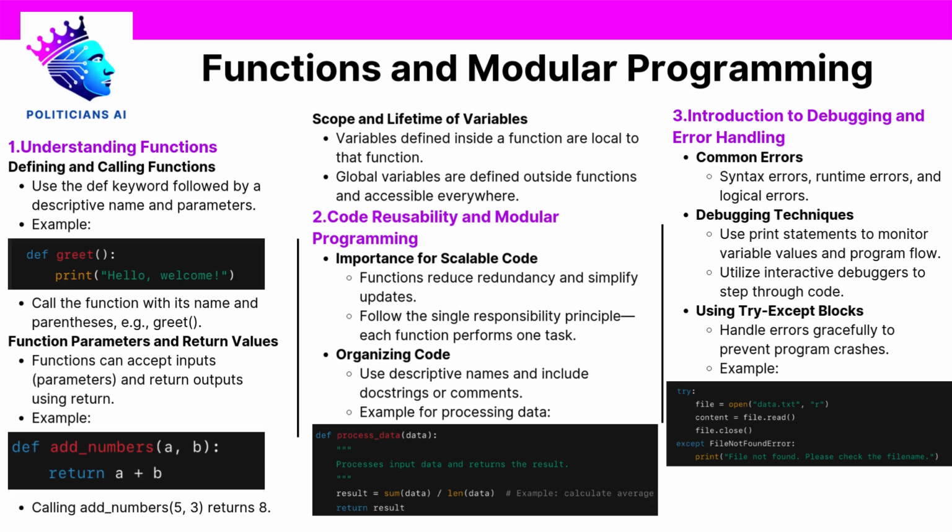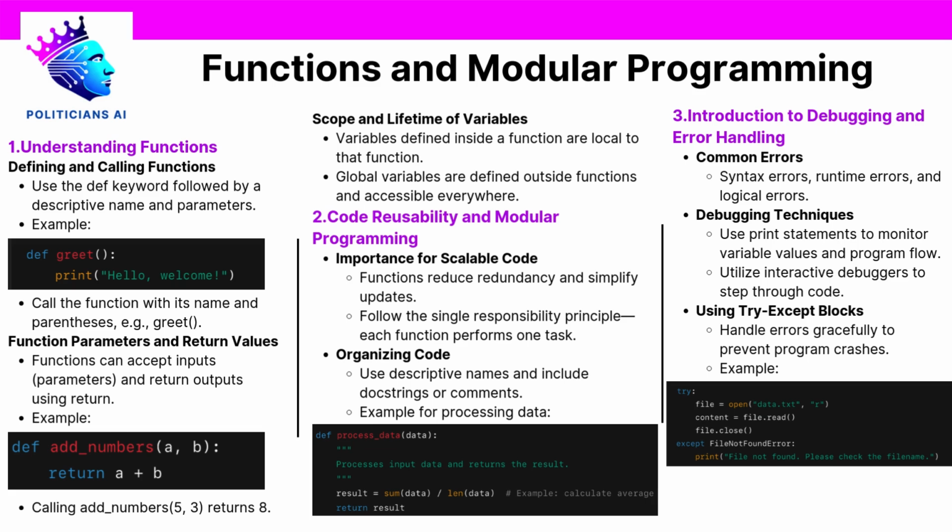To keep your code organized, it's important to follow the single responsibility principle. This means each function should do just one thing. If a function is doing too many things, it's harder to test and harder to fix when something goes wrong. Also, give your functions clear names.